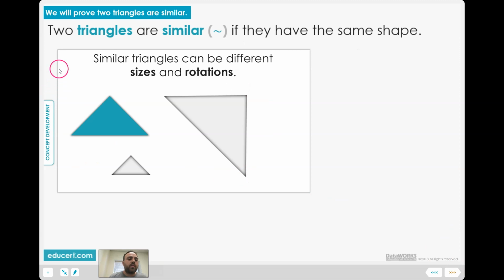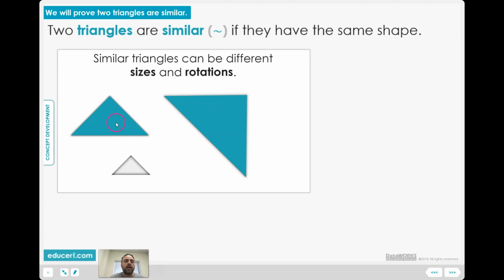The concept development. Let's read this statement. Ready, read. Two triangles are similar, and we use this tilde notation, if they have the same shape. Similar triangles can be different sizes and rotations. So let's take a look at a similar triangle to this first triangle. We can see it's the same triangle. It's getting bigger while rotating, but it's the same shape.